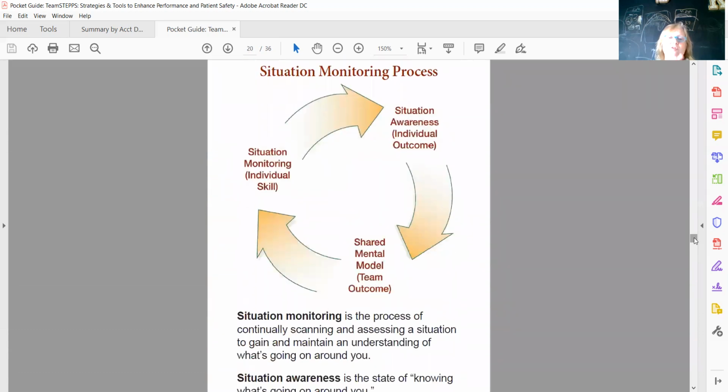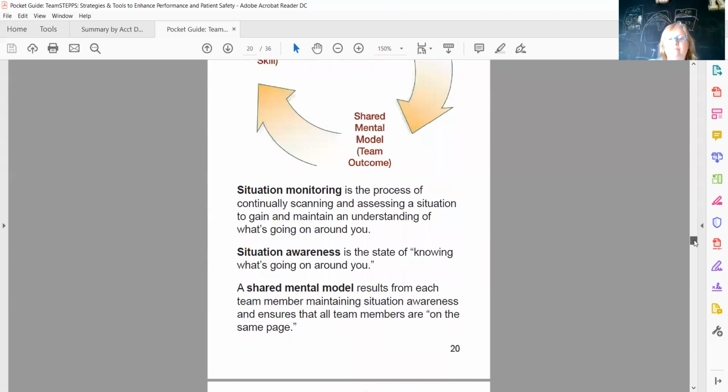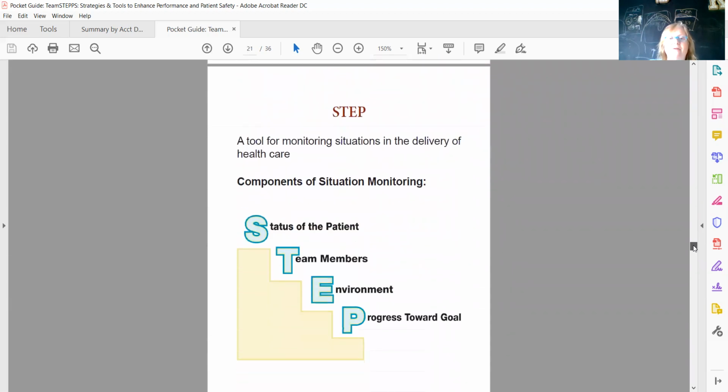And here is a much more elaborated summary of situation monitoring, where we have that situational awareness, and we have that shared mental model or our team vision of what we're looking for in terms of our outcome, and that situation monitoring that becomes that individual skill. Okay, and again, I'm going to let you read it here.